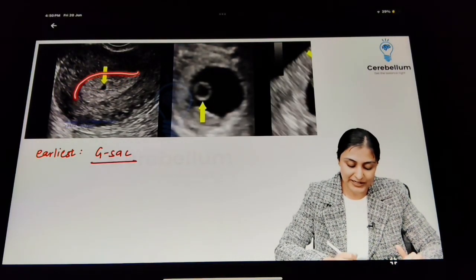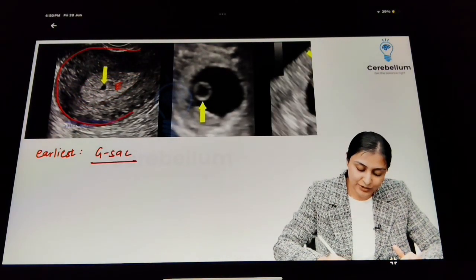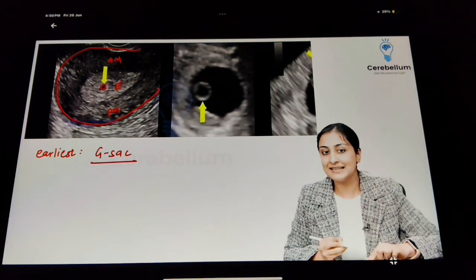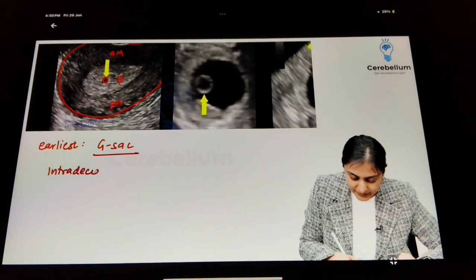Can you see this is the midline? It's white to white at the endometrium, and what you see surrounding the endometrium is the myometrium. So this is anterior myometrium, this is posterior myometrium. You can see this fluid-filled sac slightly off midline, and this is what we call the intradecidual sign.